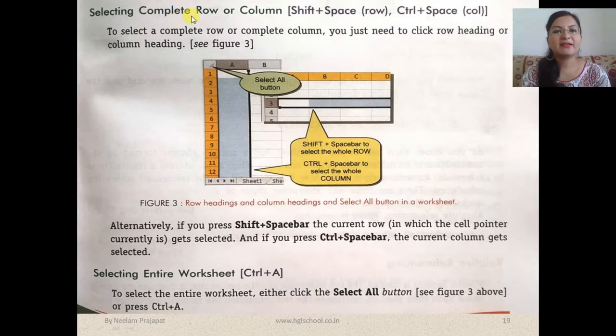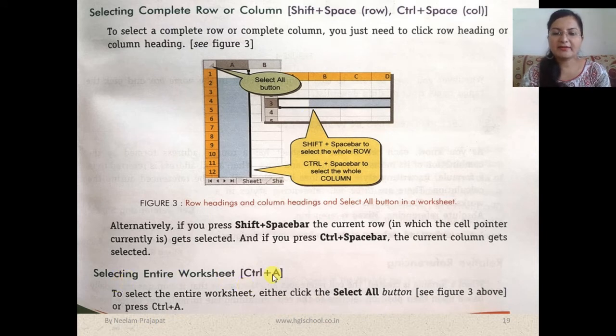Now, selecting a complete row or column: we have to use Shift+Space for the row, and Control+Space for the column. Whatever the active cell is, wherever you are, like here we are on A6, when we press Control+Space, what will happen? A column will be selected. Now if we are on A6 and we press Shift+Space, then what will happen? The sixth row will be selected.